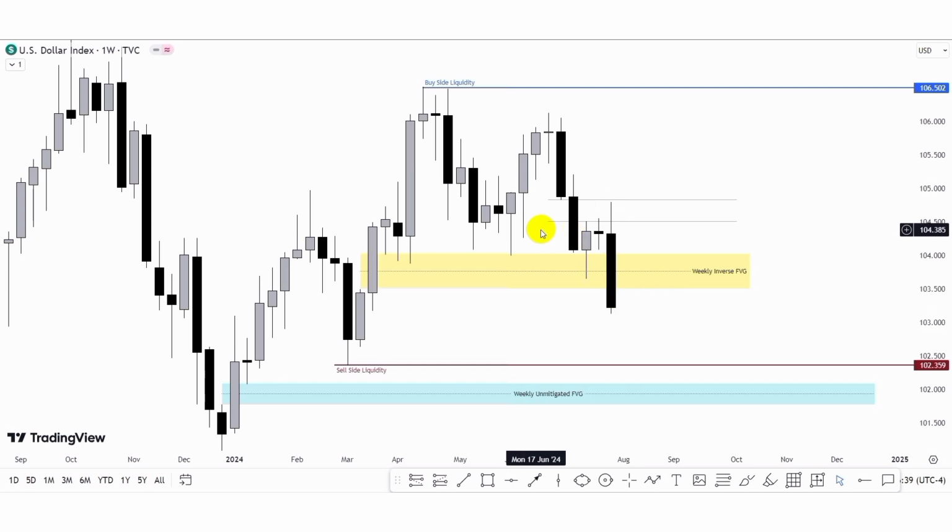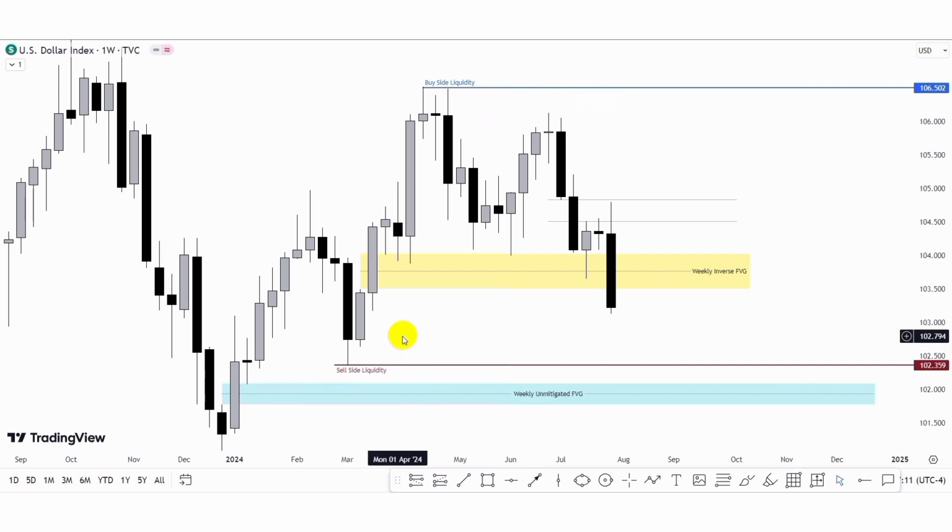So for the coming week, what we're seeing right now is that price created this weekly inverse fair value gap. So we normally anticipated that price should raid this buy side liquidity. But we can see that price failed to raid the buy side liquidity, and rather price gave us this bearish momentum to the downside, where price is now being attracted to the sell side liquidity to fill up this weekly unmitigated fair value gap.